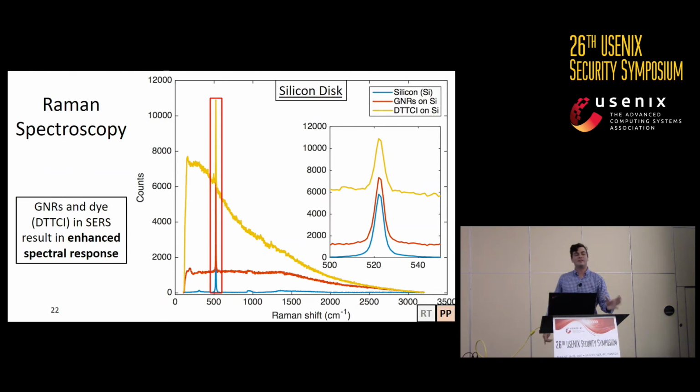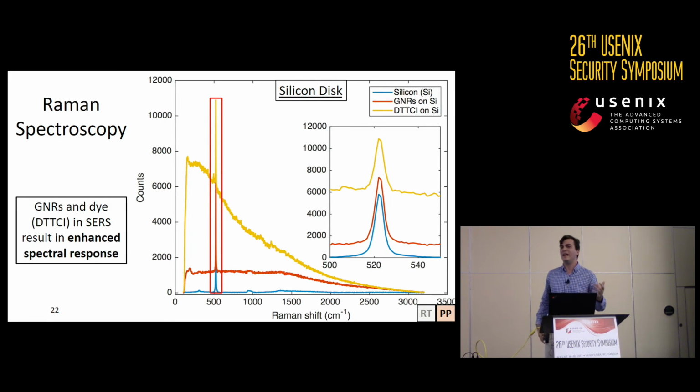So what that looks like is something like this. I'll kind of walk you through this graph. We have an underlying silicon disk, and we perform Raman spectroscopy on just that disk. And the response that we get is that blue line. The blue line is very low amplitude. Then we place our gold nanorods on top of the silicon disk, and we get the red line, a little more amplitude. And then we remove the gold nanorods, and we place the DTTCI dye on top of the silicon disk. This is another enhancer. And again, we get an even higher amplitude.